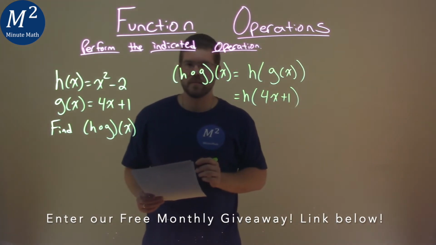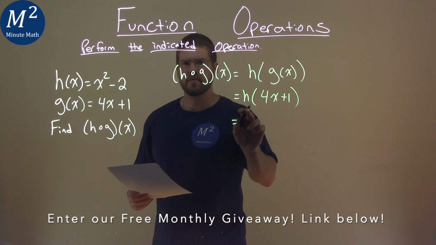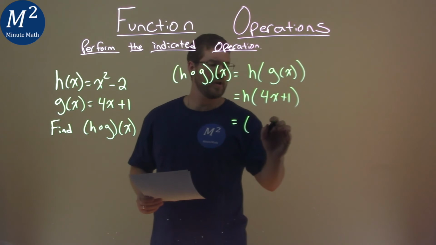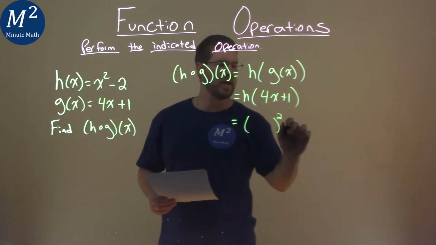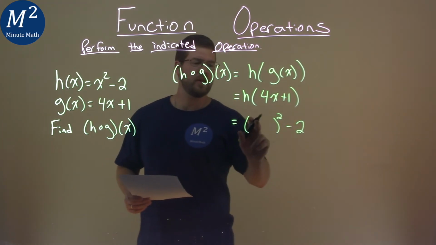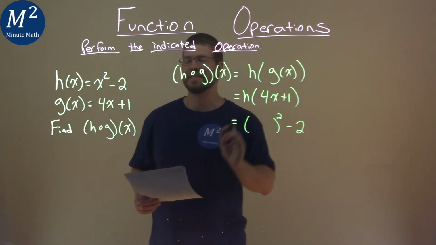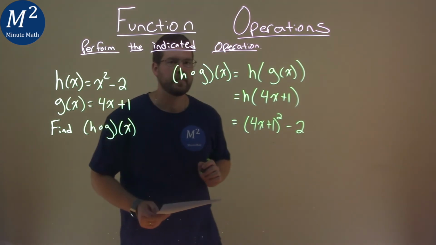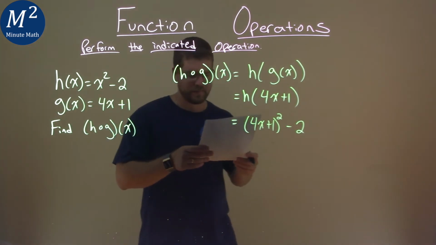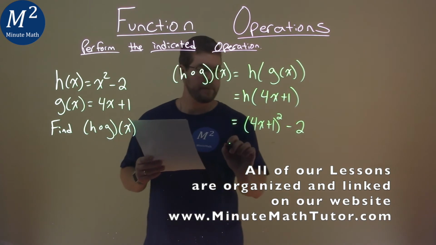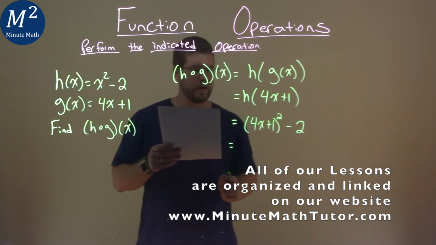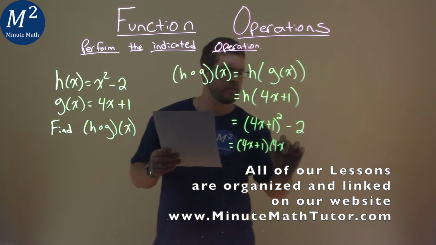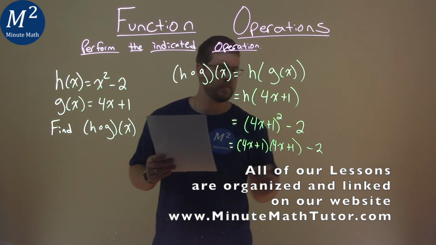Not too difficult. Now, what's h of x? Well, h of x is x squared minus 2. So instead of x, I'm going to put parentheses here. I'm going to square it and minus the 2. But instead of the x value, I'm putting our function g of x, 4x plus 1. Then from here, we need to, well, simplify. Okay? 4x plus 1 all squared. Well, that's 4x plus 1 times 4x plus 1, and then we have minus a 2.